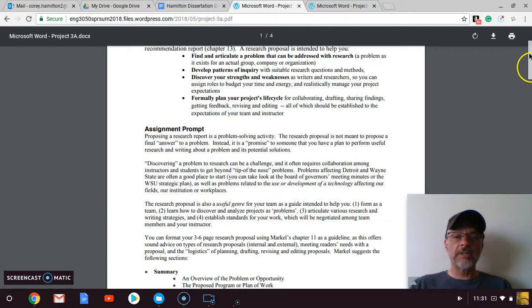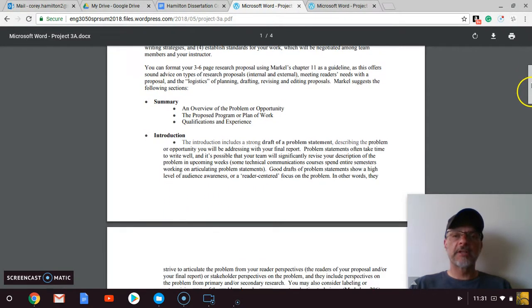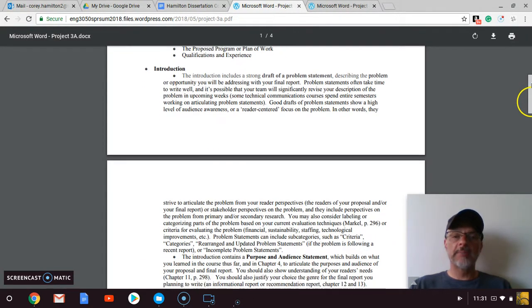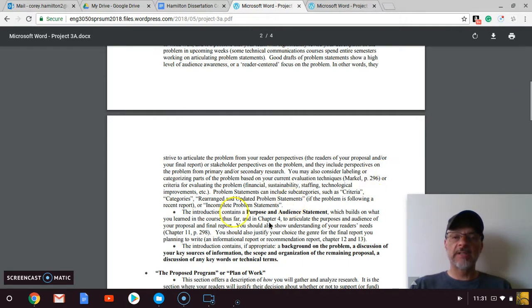Taking a look at this down here, let's go. So the introduction: draft of a problem statement. It's got a purpose and an audience statement, background on the problem, a discussion of your key sources of information, scope and organization of the remaining proposal, and a discussion of any keywords or technical terms that I may or may not be familiar with.